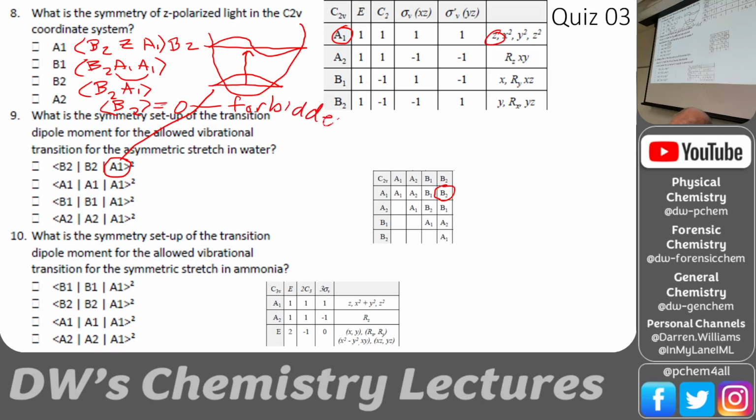Just to make sure I understand how you were looking at the table in comparison to the question, you found that water is the C2V and the way it's positioned has that Z-axis up and down. Yes. Okay, so then you decided that the vibrational is on the Y?